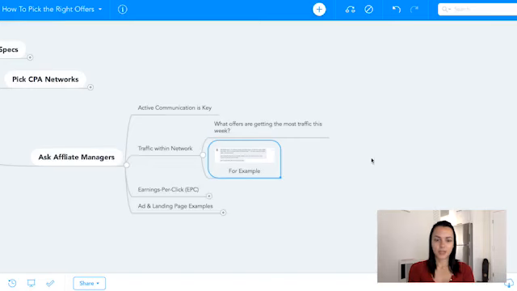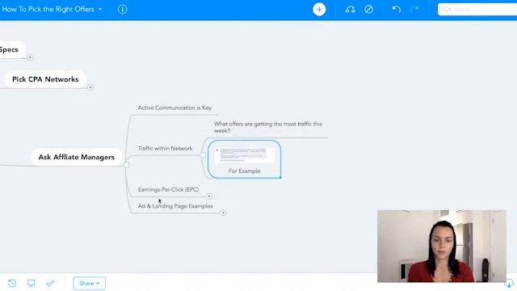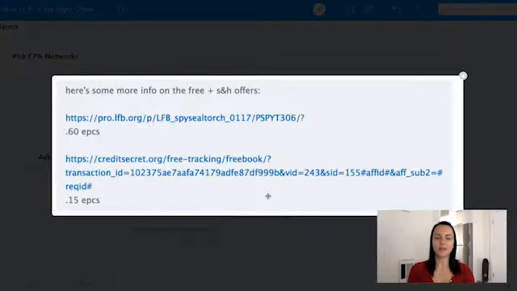Okay, additionally, earnings per click. You want to ask, what is the earnings per click data on the offer? And this is just an indicator. It doesn't mean that you will end up making this much guaranteed on the offer. It just means you have a higher chance of converting that offer.